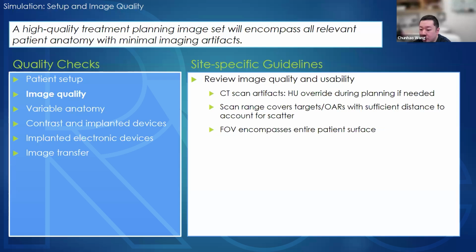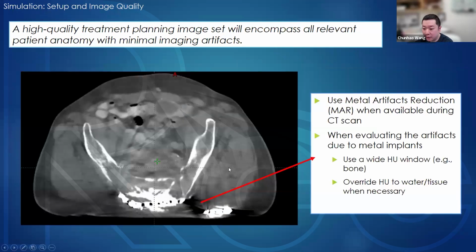So when we review the image quality, we need to identify the CT scan artifact and override HU if needed. And we want to make sure the scan range covers the target and OARs with sufficient distance to account for the scatter for accurate dose calculation. And we want to make sure the scan field of view encompasses the entire patient surface. So here I have some examples.